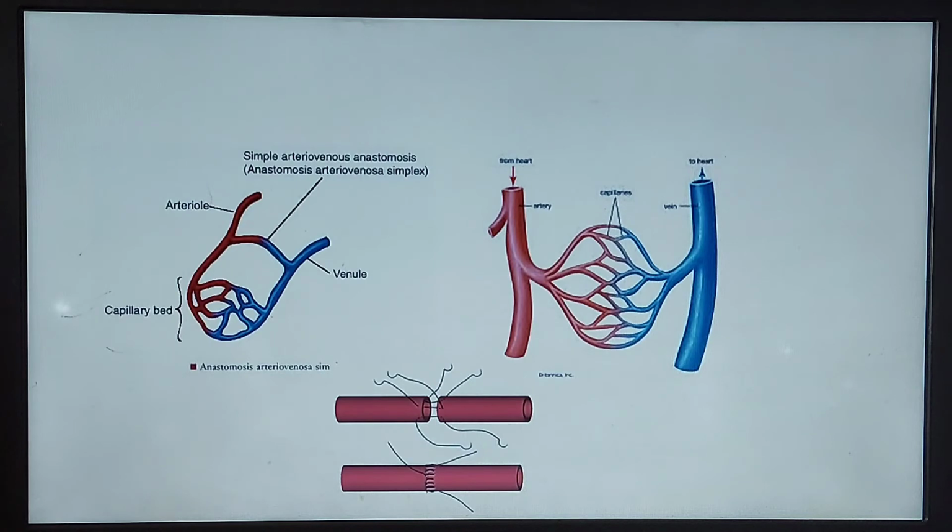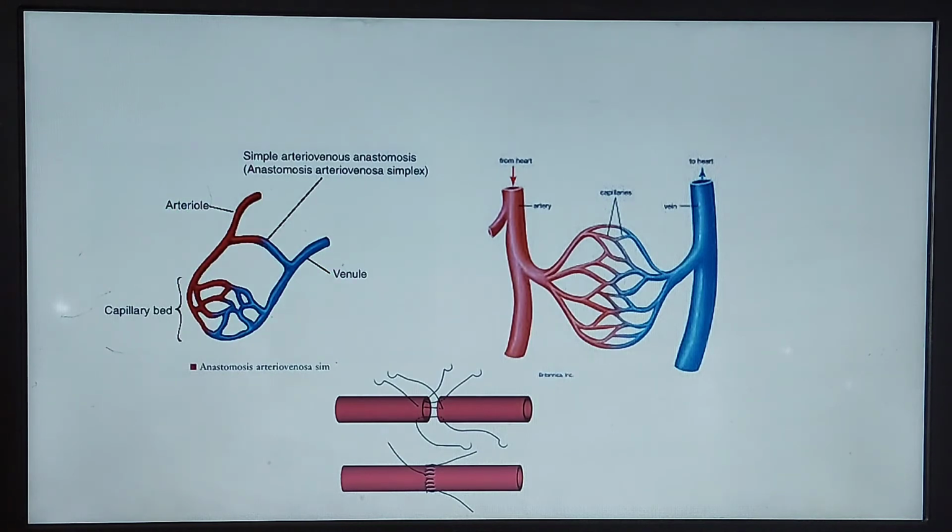But in anatomy, anastomosis means the communication of vessels. The vessels mean artery and vein. There is general communication between the artery and vein through a capillary bed. This is the normal communication, normal anastomosis. Sometimes there is direct communication between the artery and the vein. Here is the vein, artery, and here is the vein. There is direct communication. That is arteriovenous anastomosis, also known as a shunt.